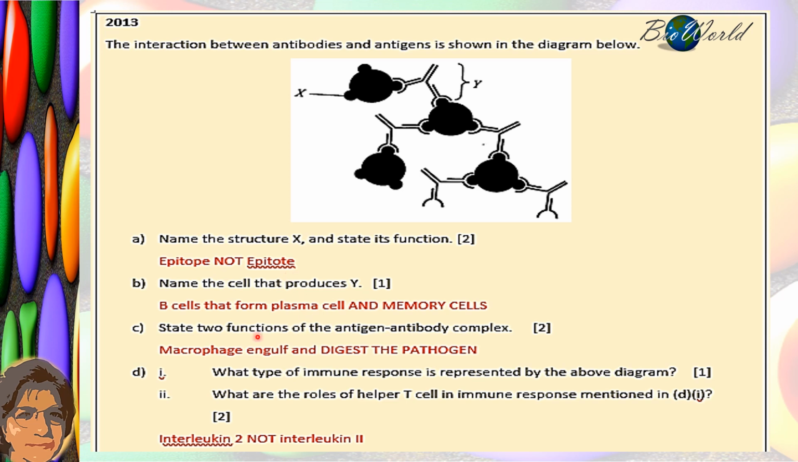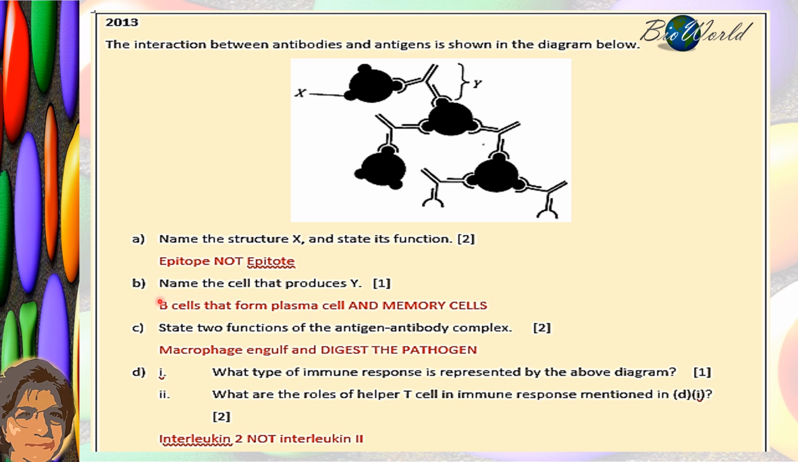Okay, then in B, they ask you to name the cell that produces Y. So we know these Y are antibodies. They didn't ask us to identify what is Y, okay, but Y is antibody. So we need to tell which cell produces these antibodies. So out of habit, we may say that it is B cell, because they said name the cell and it's 1 mark. So naturally, we're going to think that you're going to answer it as B cells.